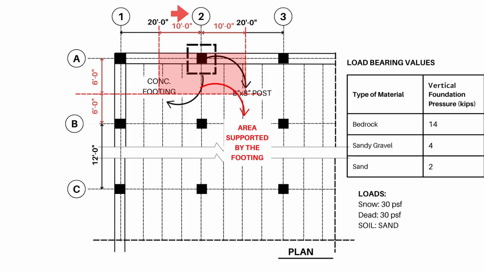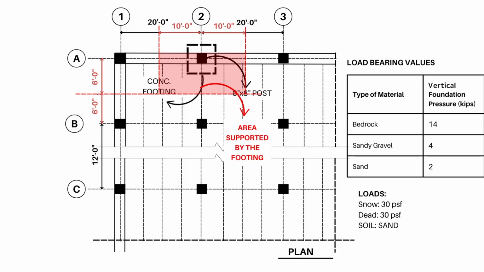So when you look at the axis 2, you see that axis 2 is 20 feet away from axis 1 and 20 feet away from axis 3. And when you look at the ABC axes, you see that axis A is 12 feet away from the axis B. So since the loads are distributed equally between structural members, we also take half of the distance on each side to find the area that is supported by this footing.